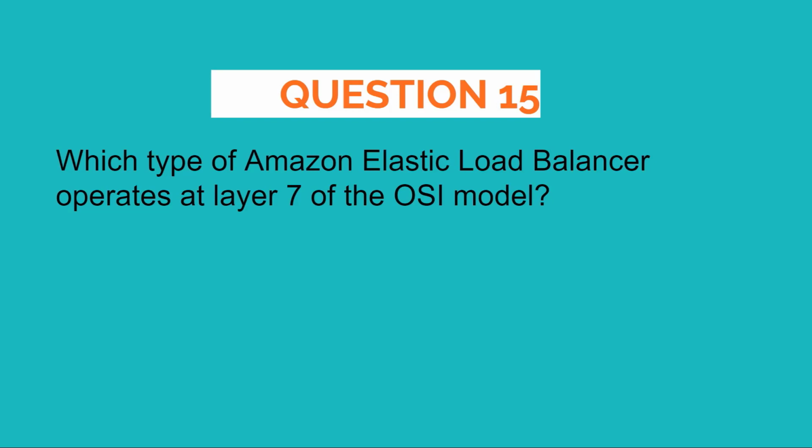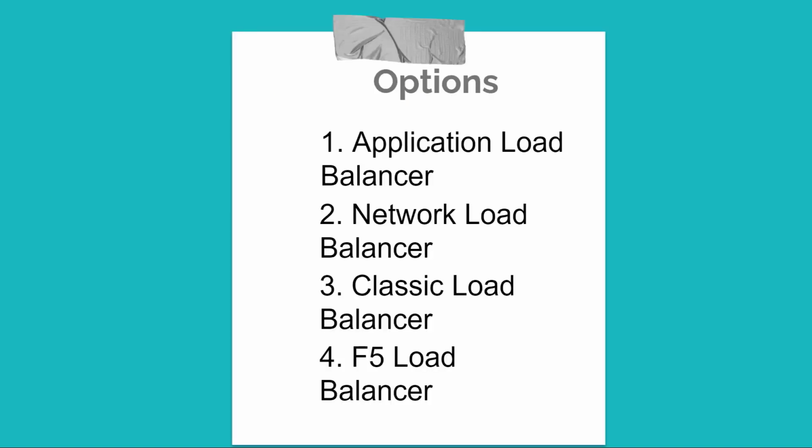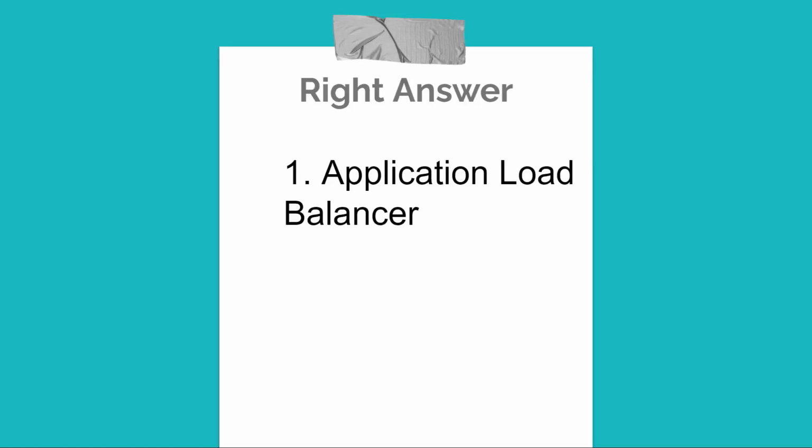Question. Which type of Amazon Elastic Load Balancer operates at Layer 7 of the OSI model? Option 1. Application Load Balancer. 2. Network Load Balancer. 3. Classic Load Balancer. 4. F5 Load Balancer. Right answer is 1. Application Load Balancer.